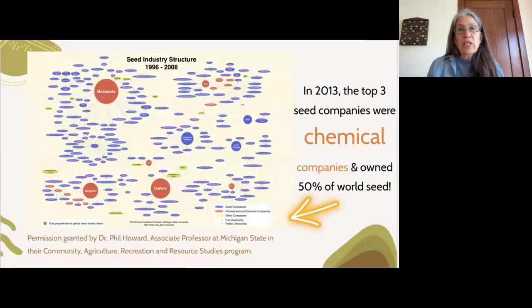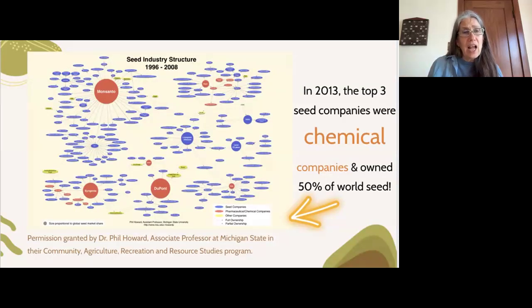So this is a really interesting image. It comes from Phil Howard, who's an associate professor at Michigan State in community agriculture. And so he did this in 2000. He did this kind of mapping of seed companies. So what I want to bring your attention to is the key down on the bottom right-hand side. People often think they're buying from a local company or even a national company, but they don't really understand that that company might actually be owned by a large company.